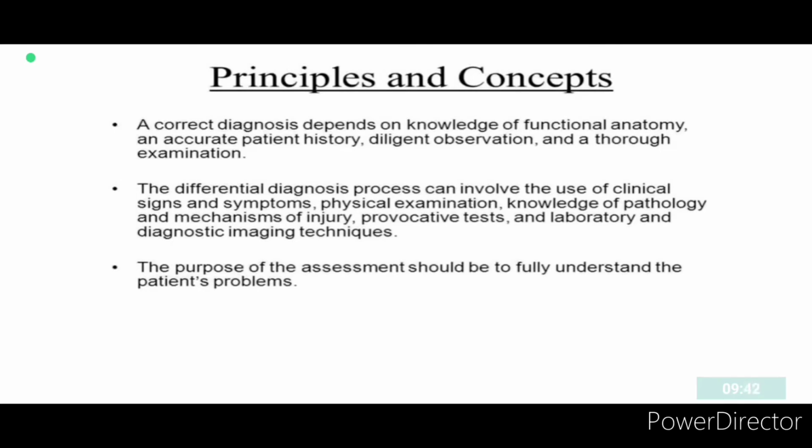Principles and concepts. A correct diagnosis depends on knowledge of functional anatomy, an accurate patient history, diligent observation, and a thorough examination. The differential diagnosis process can involve the use of clinical signs and symptoms, physical examination, knowledge of pathology and mechanism of injury, provocative tests, and laboratory and diagnostic imaging techniques. The purpose of the assessment should be to fully understand the patient's problem.